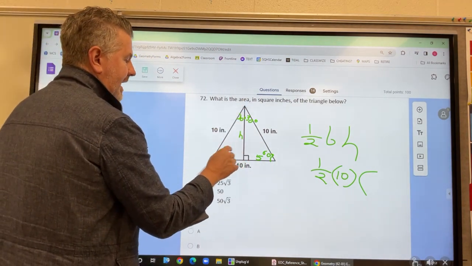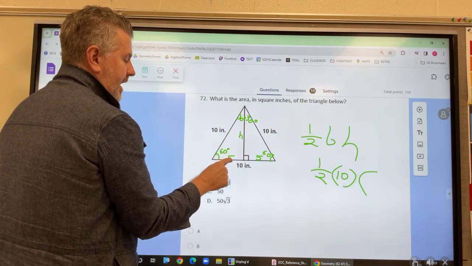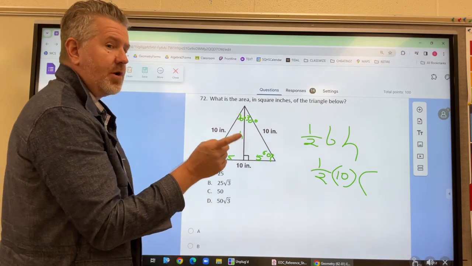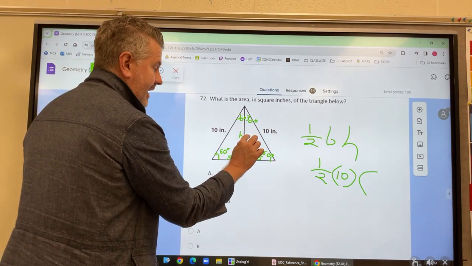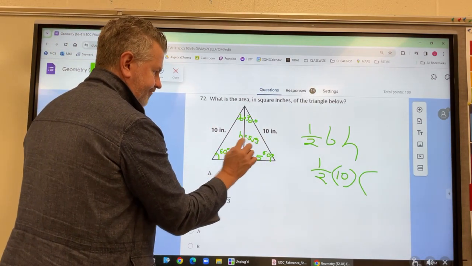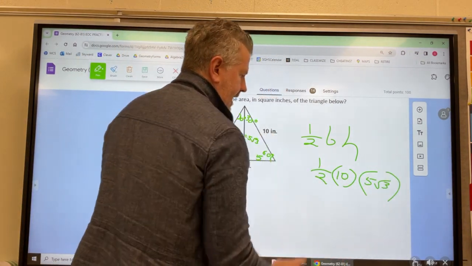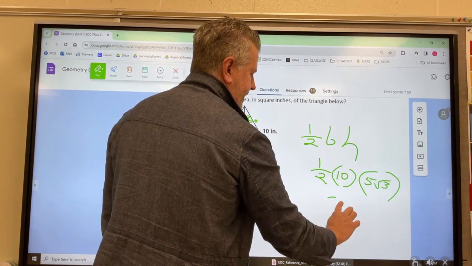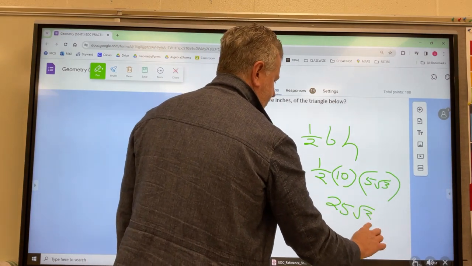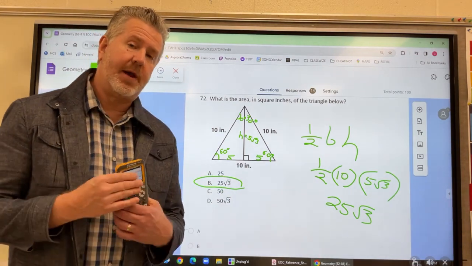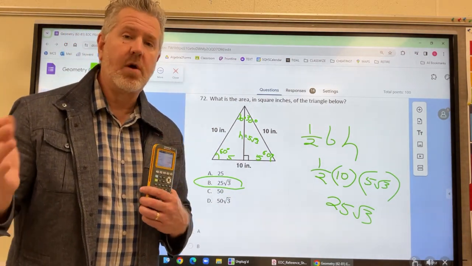So we're gonna multiply, in a 30, 60, 90, we can multiply the short leg by square root of 3. So the height then equals 5 square root of 3. So we're gonna plug our 5 square root of 3 right here. And 1/2 times 10 is 5, 5 times 5 is 25 on the square root of 3. Again, like the last problem, if you've used your calculator, use Pythagorean theorem or whatever, good for you.